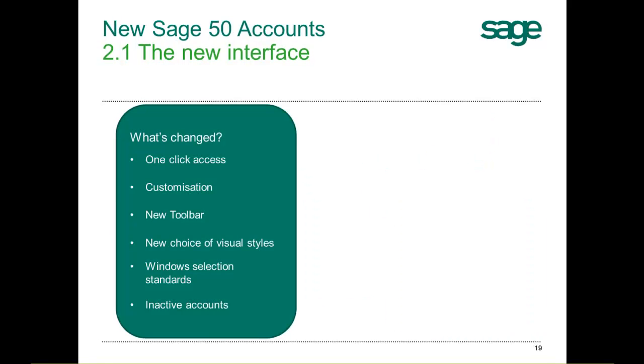Now, from that, what we wanted to change was one-click access, so all modules would be just one click away. We wanted, instead of going to modules, to have fixed assets go into a fixed asset section. We wanted to customize the screens so you can decide what you want to use. And we also wanted the new toolbars for all modules to be easy to find and in a sensible order. We also included a choice of visual styles, and we have given the option of choosing color schemes from one of three. And we've also now included Windows selection standards.